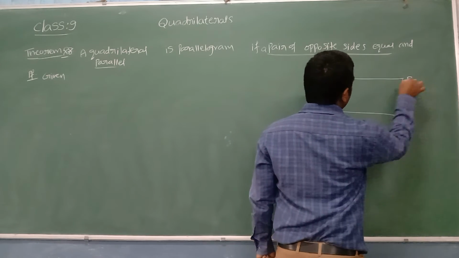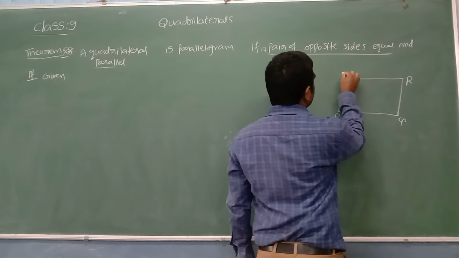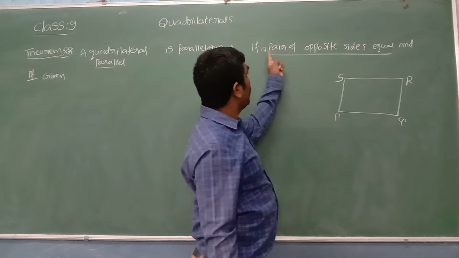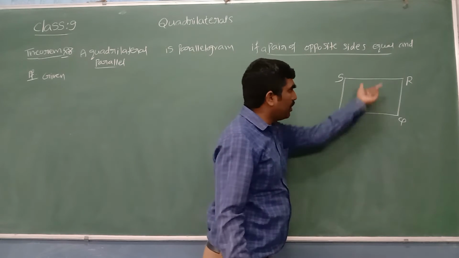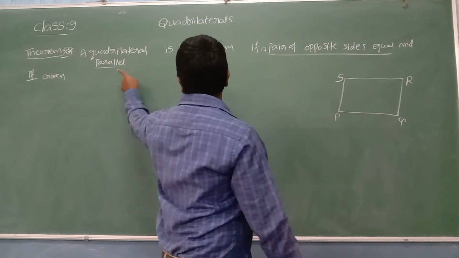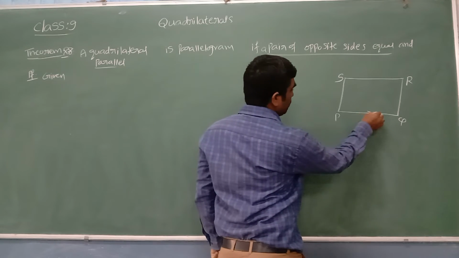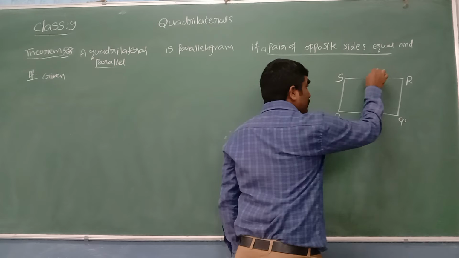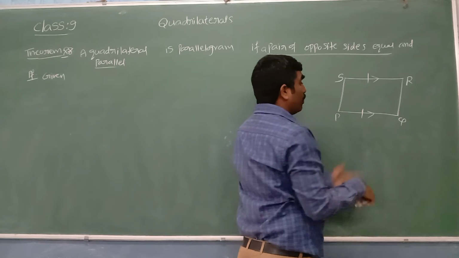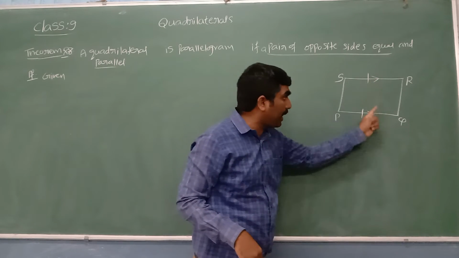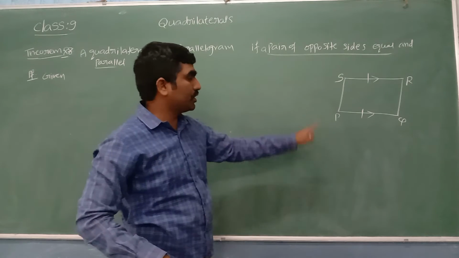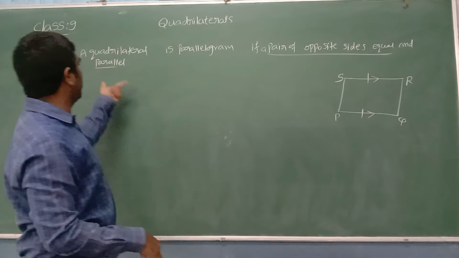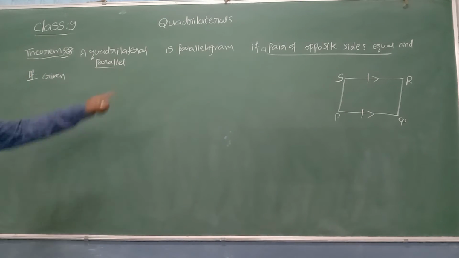PQRS is one quadrilateral. In this PQRS quadrilateral, what did they say? A pair of opposite sides, only one pair, is equal and also parallel. They said PQ is parallel to SR, and also they said the length of SR is equal to the length of PQ. One pair of opposite sides are parallel and equal. They are asking to show that it is a parallelogram.